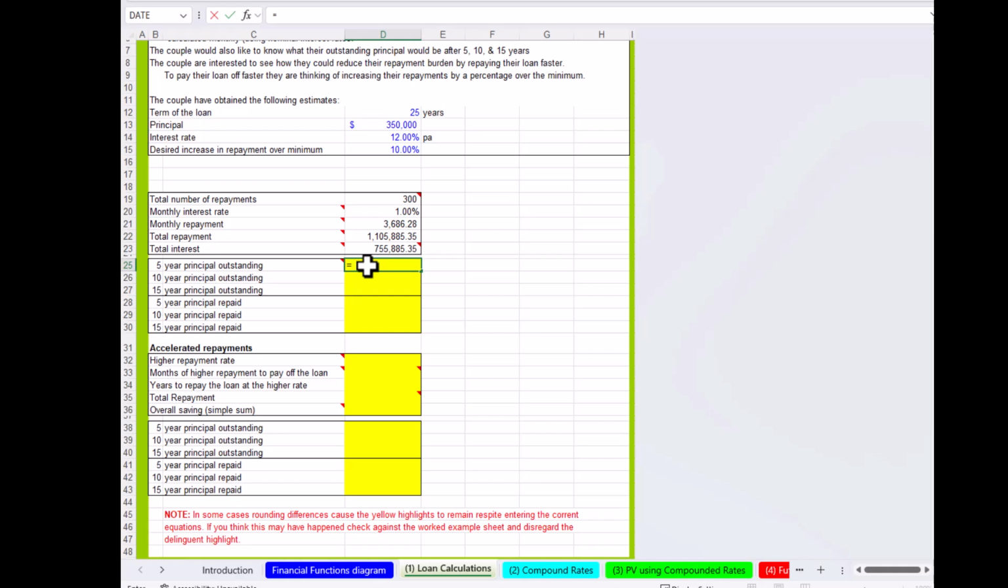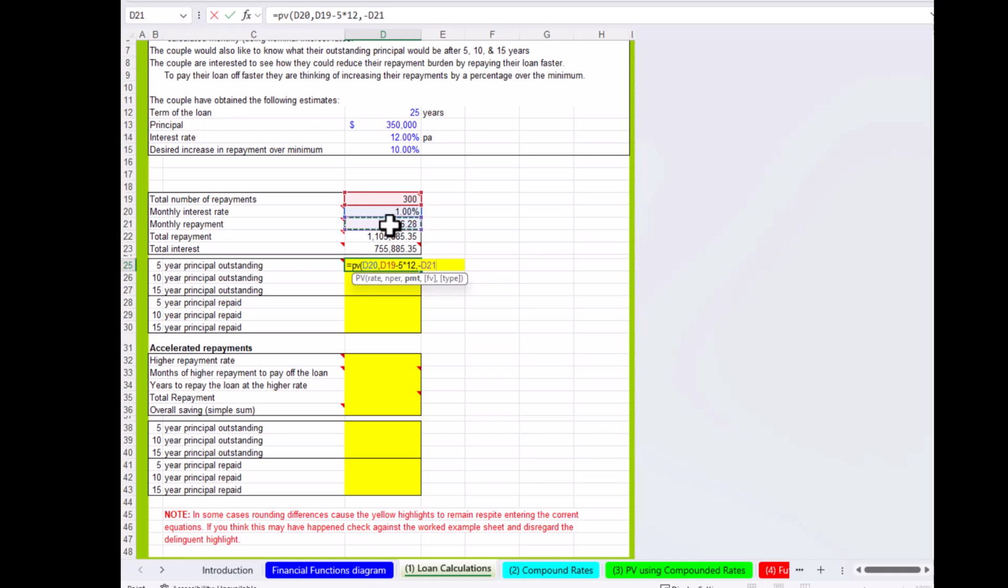The way you work out the principal sum part into loan is to work out what the PV is of the remaining cash flows. So I'll show you how that's done. Equals the present value of, now I'm going to use the rate of 1%. Here I'm going to say the number of periods is equal to 300 minus 5 years of repayment, 5 times 12, comma, put the negative sign to get my sign convention corrected, and my monthly repayment.